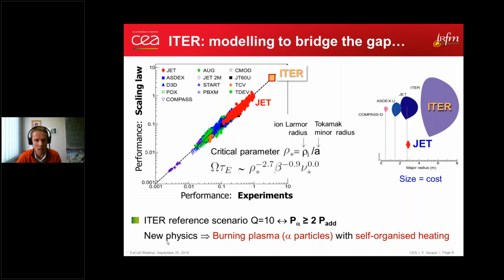So far, we do not expect strong discrepancy with respect to present machines, but you have to realize that in ITER there will be fairly new physics in the sense that 2/3 of the heating of the plasma will be provided by the alpha particles. So there will be self-heating. We will reach a regime in which the plasma will be burning. This will be a burning plasma, and then you will have energetic particles, the alpha particles, and self-organized heating. This is potentially a new physics.